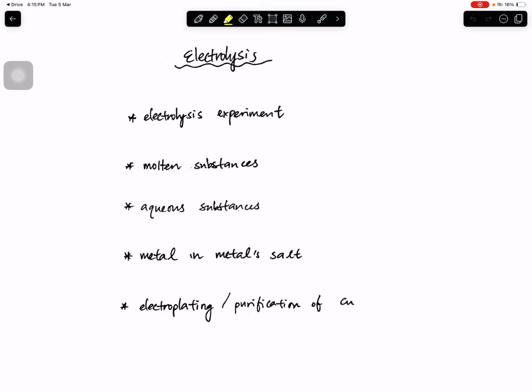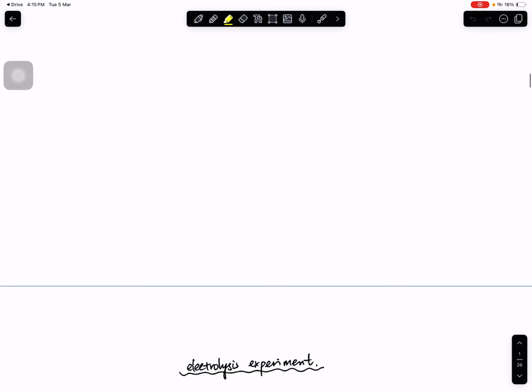Okay, hello everyone. So today we're going to talk about electrolysis. You may have an idea of what electrolysis is from your lower sec, sec 1 and sec 2. So we're going to talk about what actually happens in this chapter. Okay, so let me just jump right straight in.